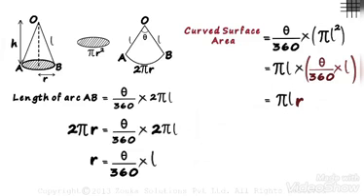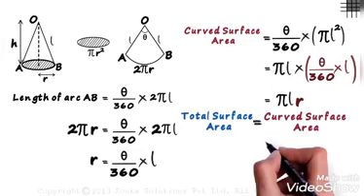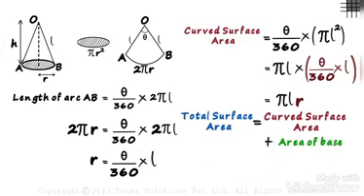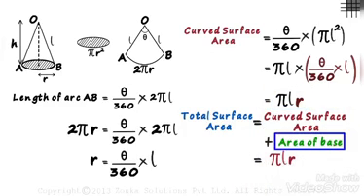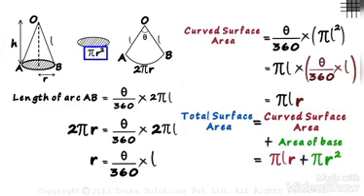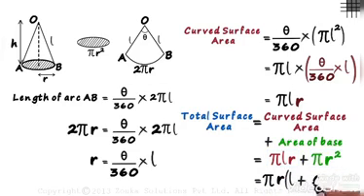Now it's very simple. The total surface area of the cone will be the curved surface area plus the area of the circular base. The curved surface area, as we know, is pi L R, and the area of the base is pi r squared. Both the terms have pi r as their common factor. Taking pi r common, we write the formula as pi r multiplied by L plus r. This is the formula for the total surface area of a right circular cone.